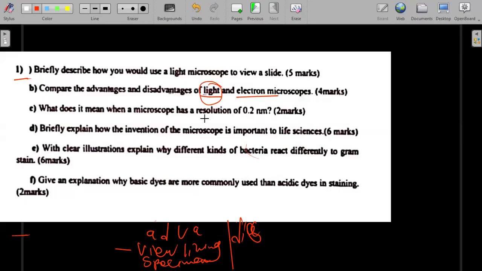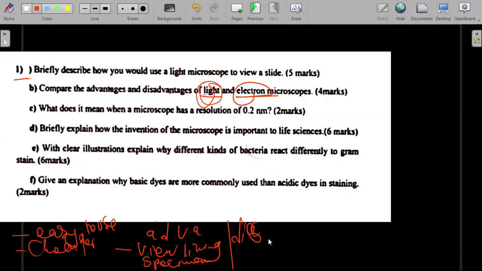If we compare this light microscope, it is very easy to use compared to an electron microscope. That's another advantage of a light microscope. It is also cheaper than an electron microscope. That's another advantage. So we've given about three advantages here, and those are enough.